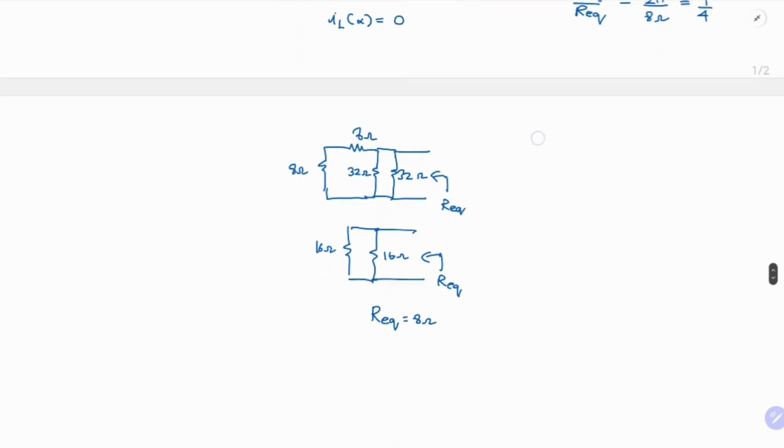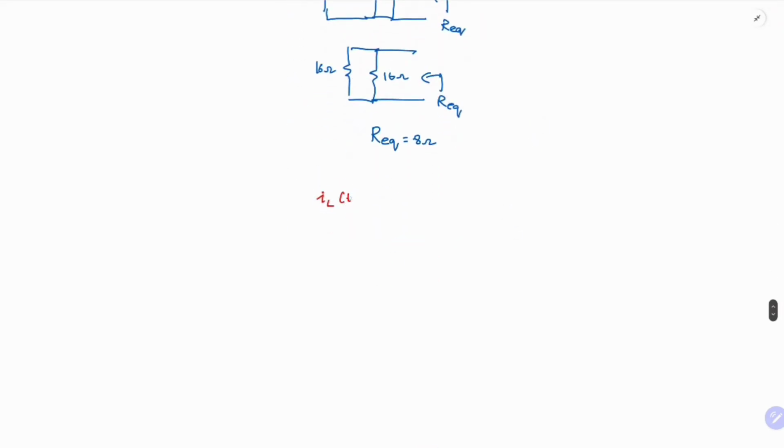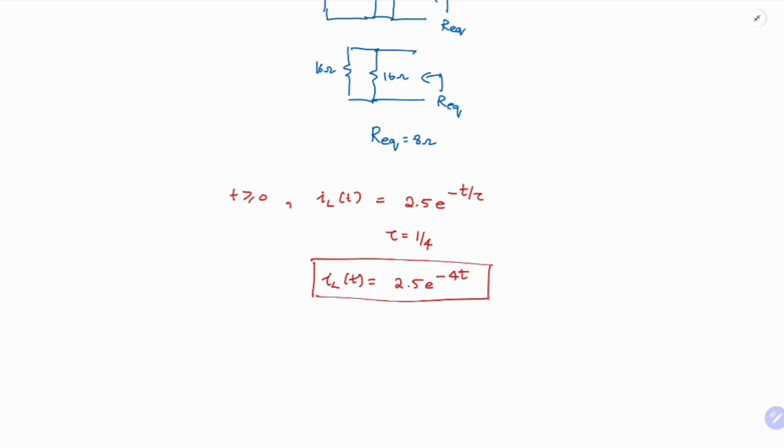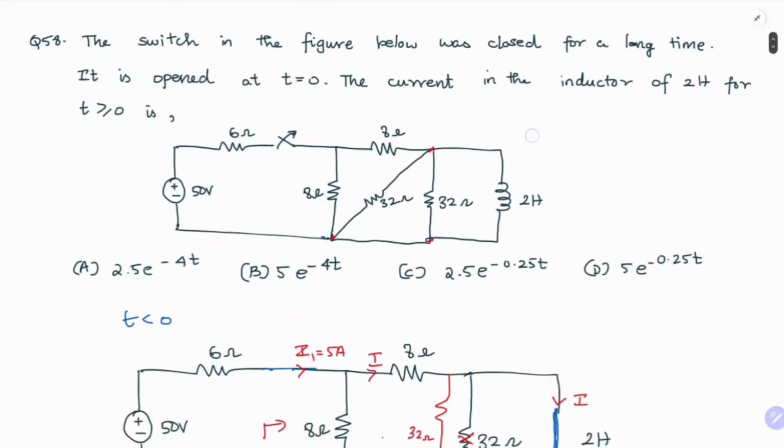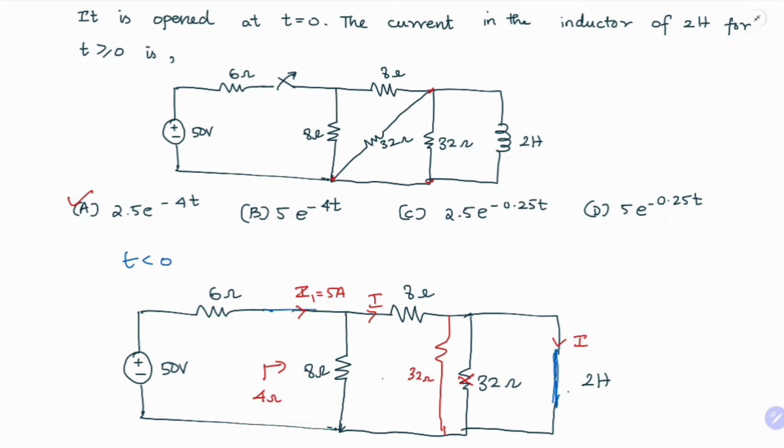So what will be your current? Your IL of t for t greater than or equal to 0 is equal to 2.5 e power minus t by tau, and your tau is 1 by 4. So your IL of t is 2.5 e power minus 4t. So this is your answer, which is option A. This is again a very simple question, and the answer follows straight away from the basics.